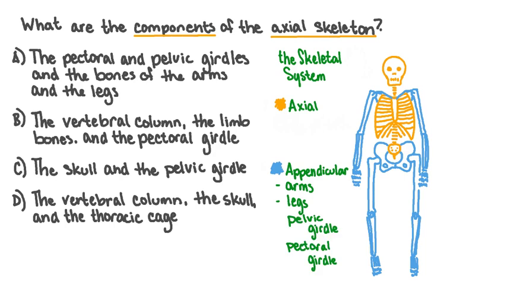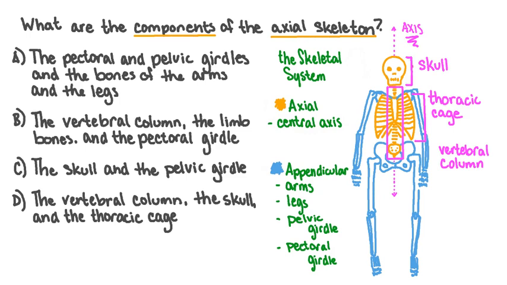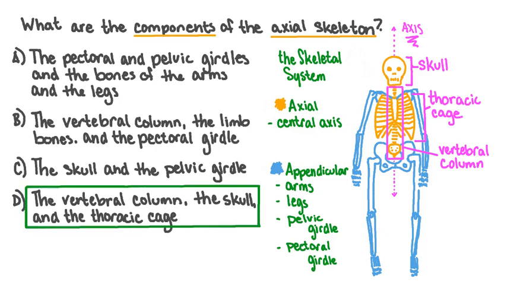The appendicular skeleton also contains the bones that attach the appendages to the torso, and that includes our pelvic girdle as well as the pectoral girdle. The axial skeleton contains the bones that fall along and around the central axis of the human body. This includes the bones of the skull, the bones of the thoracic cage, also called the rib cage, as well as the bones of the vertebral column, which we also call the spinal column. This means that the components of the axial skeleton are the vertebral column, the skull, and the thoracic cage.